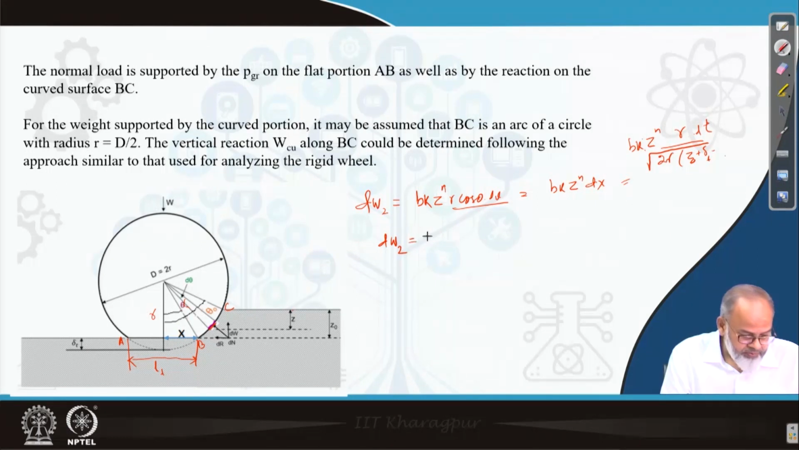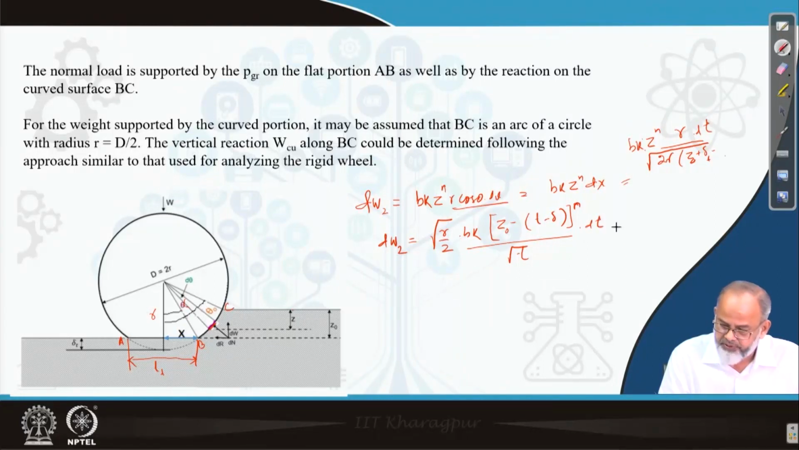dw2 will be equal to square root of r upon 2 into bk into z0 minus t minus delta t, raised to the power n, by square root of t into dt. Now this is the expression.